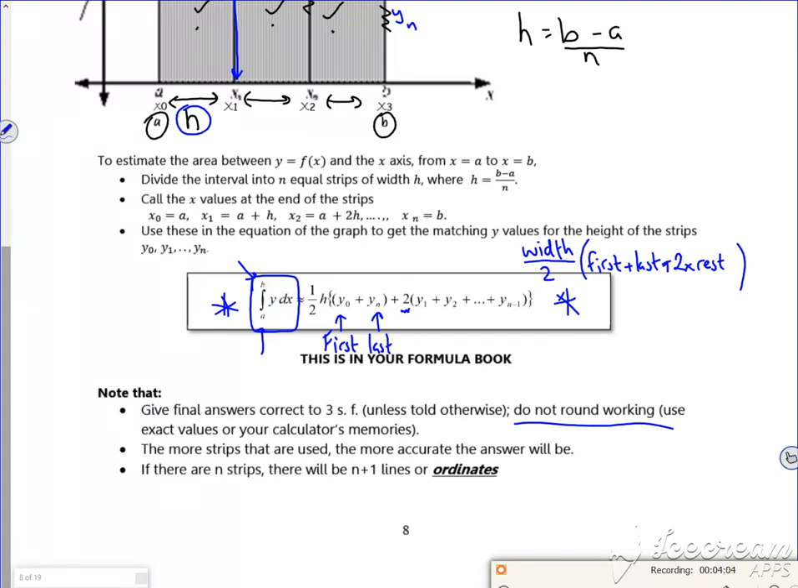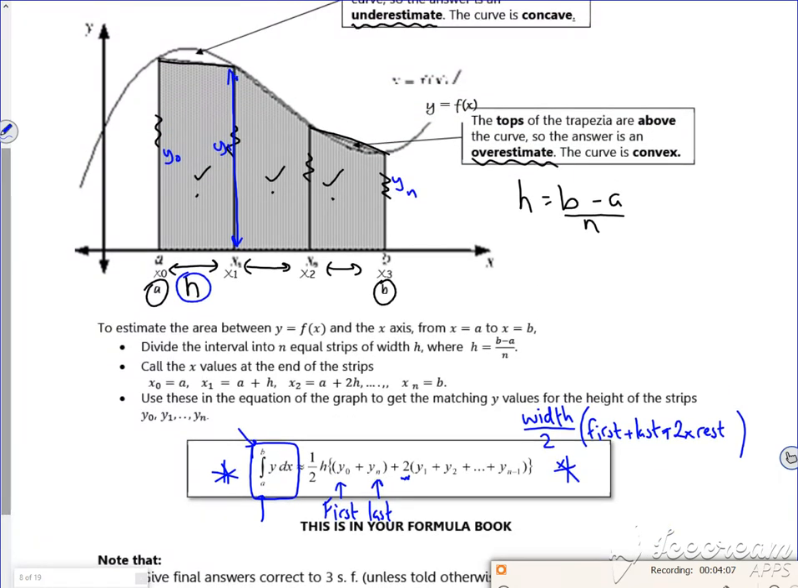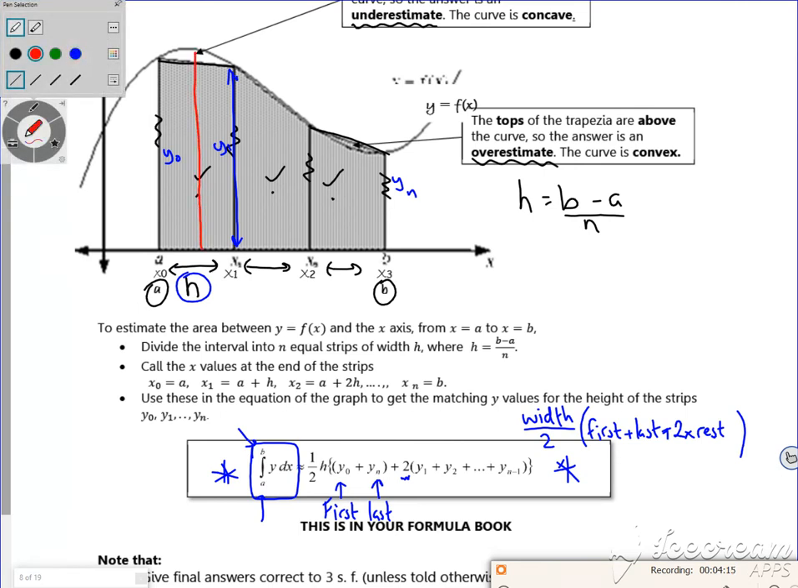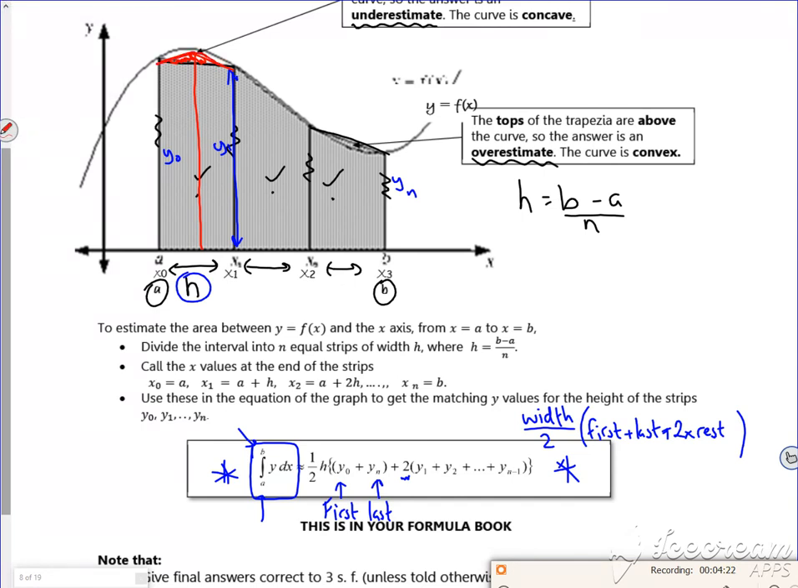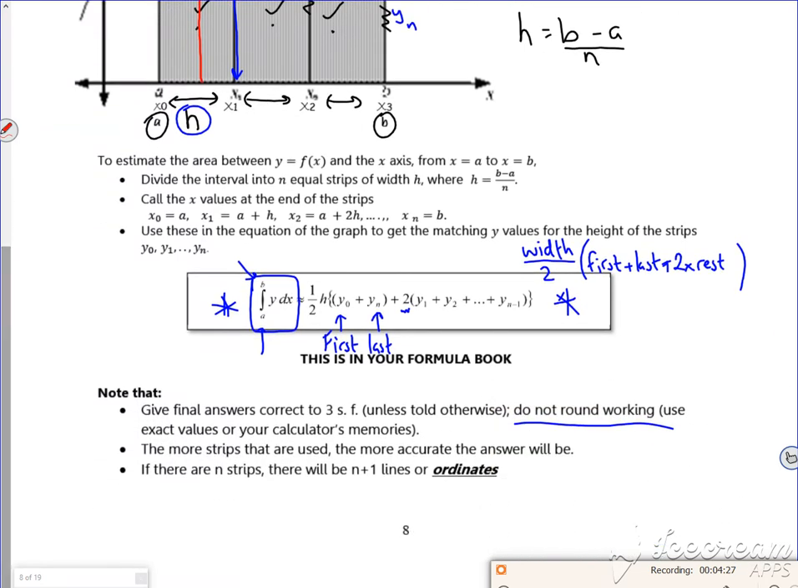The more trapezia, the more strips you have, the less error there is. So if you imagine if I split this first trapezium in half and make 2 trapeziums, you can see that it's reduced the error of my area because I've got that extra bit that I'm including. So more trapezia, more strips, see what I'm saying? More strips, more accurate. And the idea that if it's n trapezia, there's n plus 1 y values. So nothing new, all good.